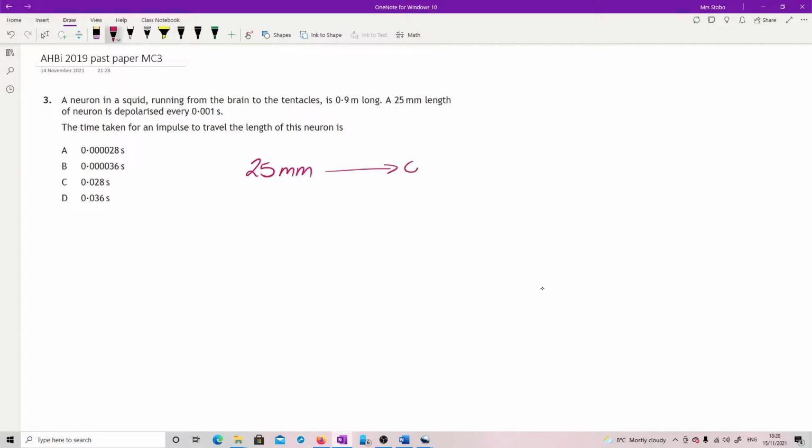25 millimeters takes you 0.001 seconds. I have a 0.9 meter length, which is 900 millimeters. And then I just did straight proportion. So 900 divided by 25 times 0.001 gives me 0.036 seconds. That's an s, not a 5. Which is D. And that's it.